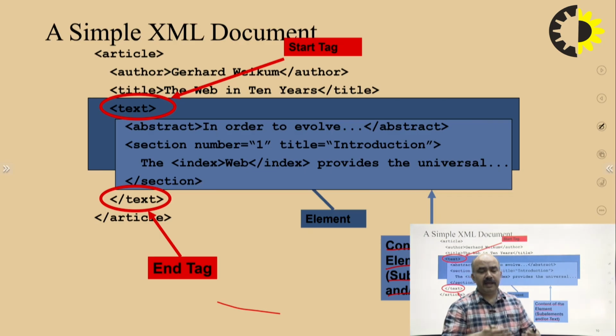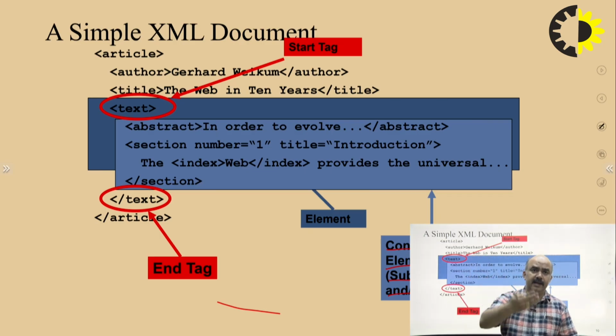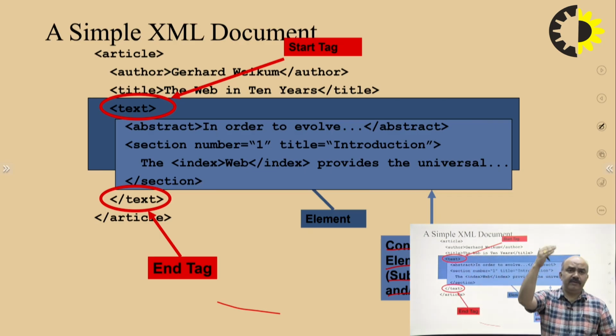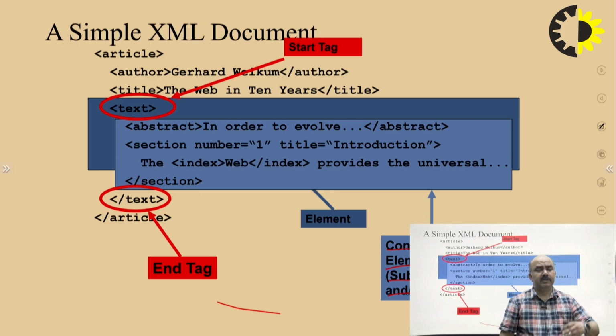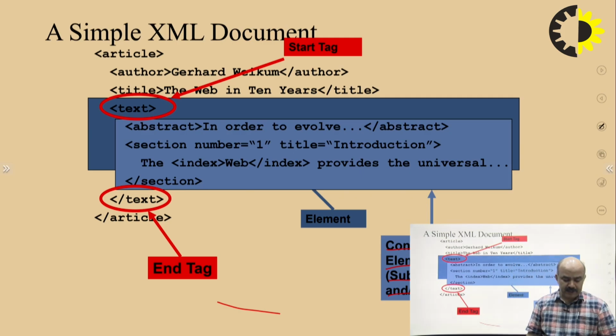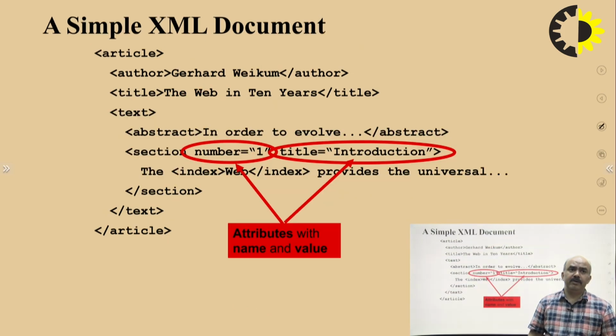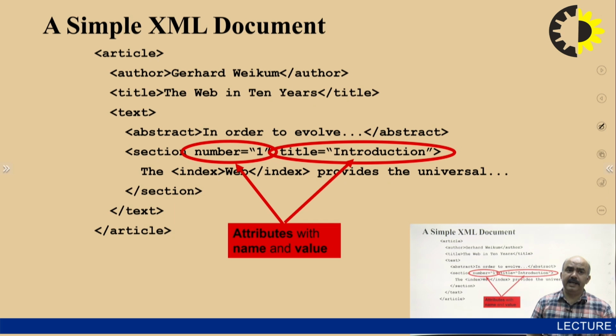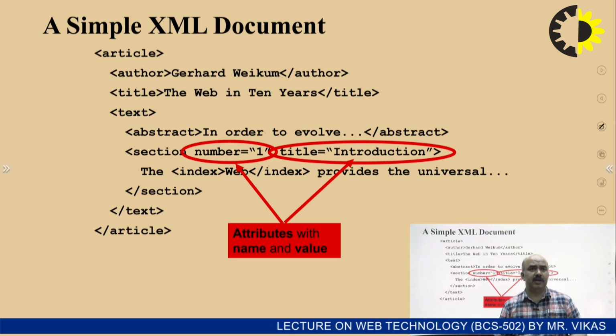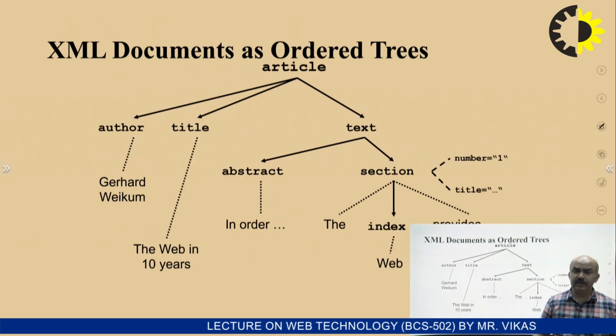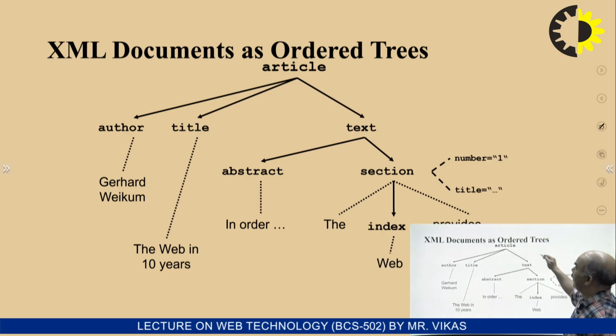As in XML we are creating hierarchical structures, everything must be in a hierarchy. Elements can have sub-elements, and they have their own sub-elements. This is the attribute, with a name and a value. As I told you, name is an attribute whose value is 1. Title is another attribute where the value is introduction. So this will create a hierarchical structure.